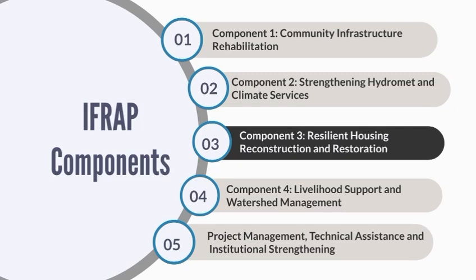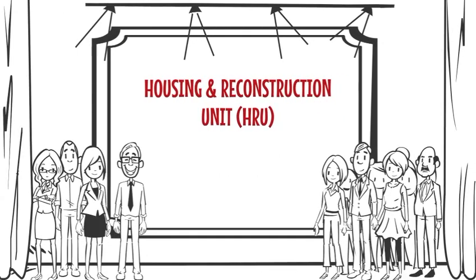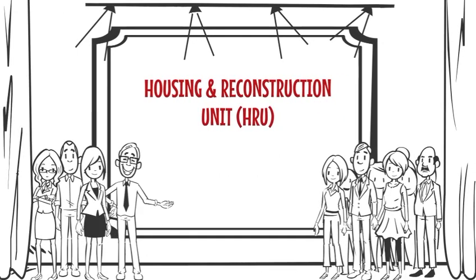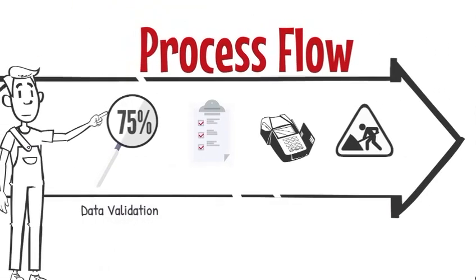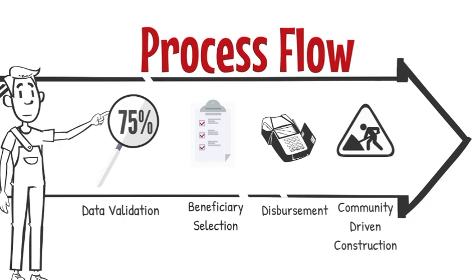We will focus on Component 3, Resilient Housing Restoration and Reconstruction, for which a Housing and Reconstruction Unit was established under the Federal Project Management Unit. We will discuss the process flow for data validation, beneficiary selection, disbursement and community-driven construction under HRU's responsibility.